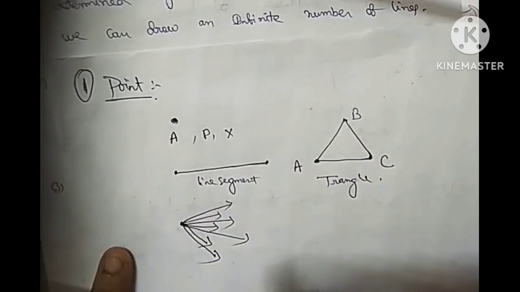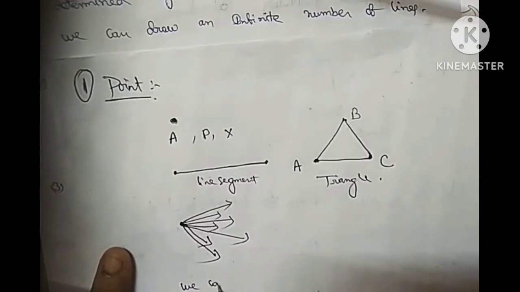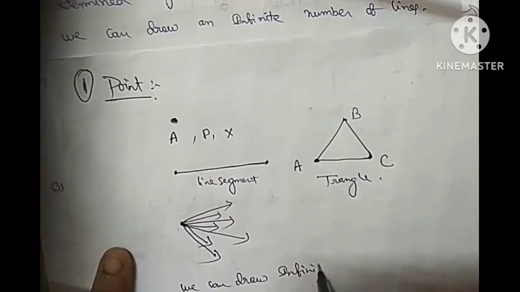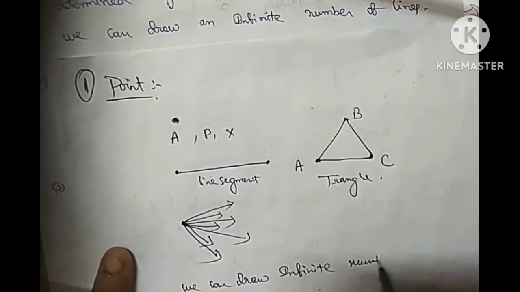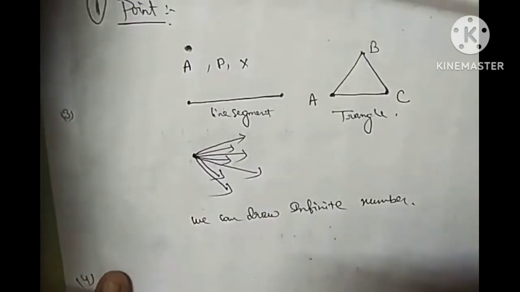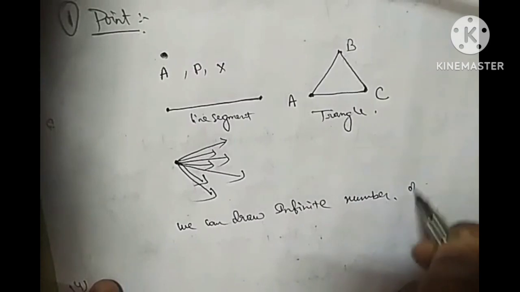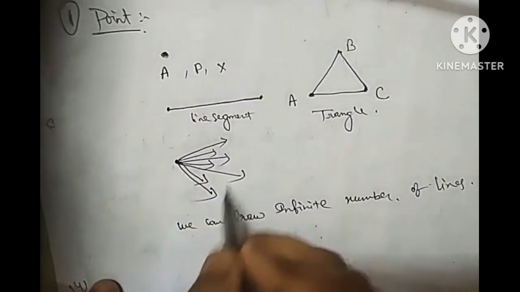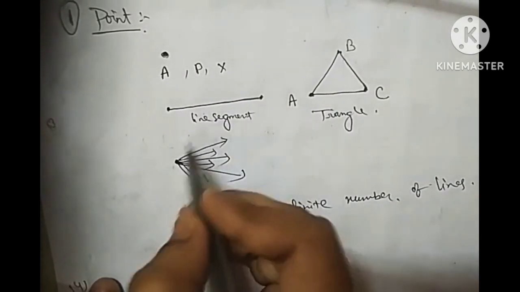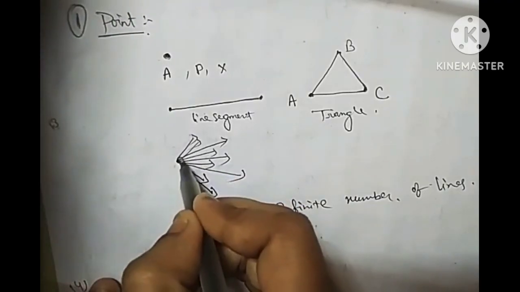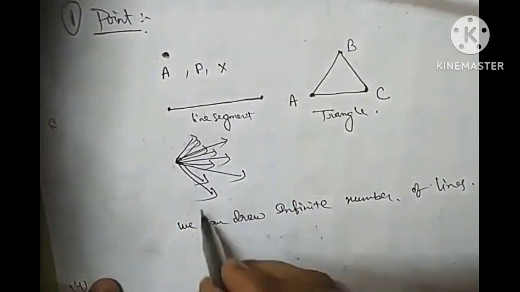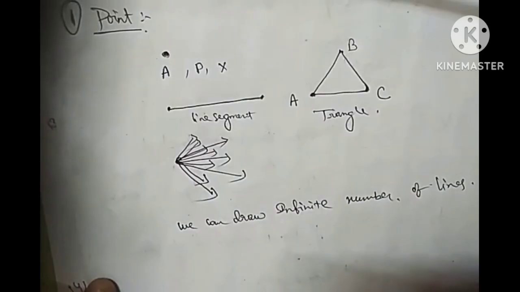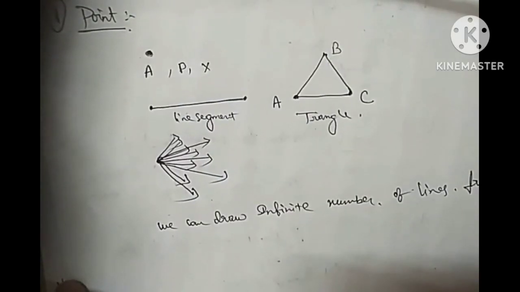We can draw an infinite number of lines from a point. Yes, it is true. See, this is the example. Or we can draw like this, or like this, like this. Any number of lines we can draw from a single point.